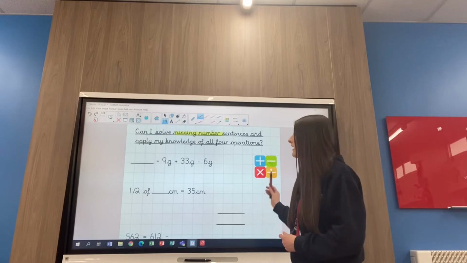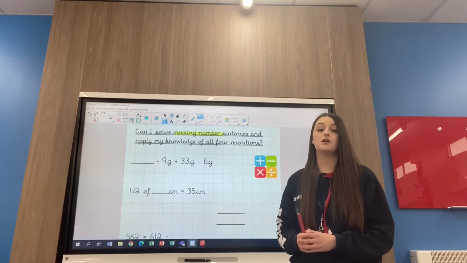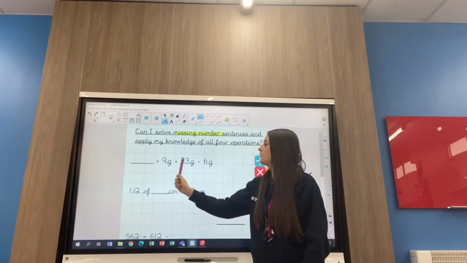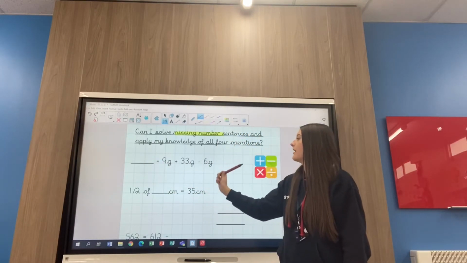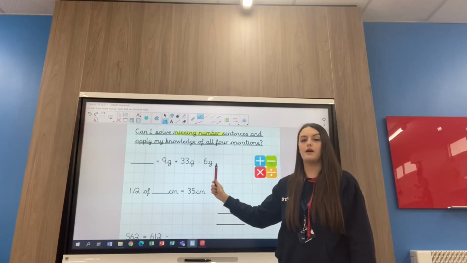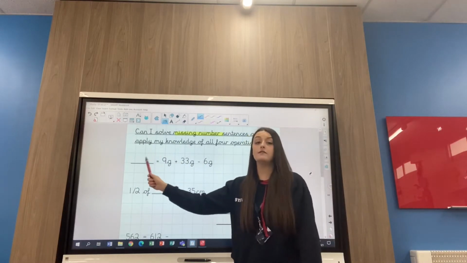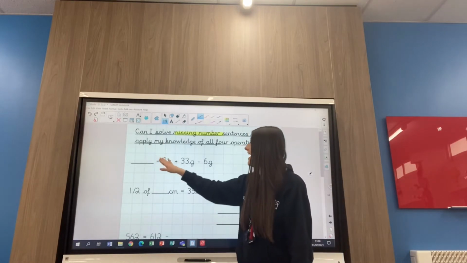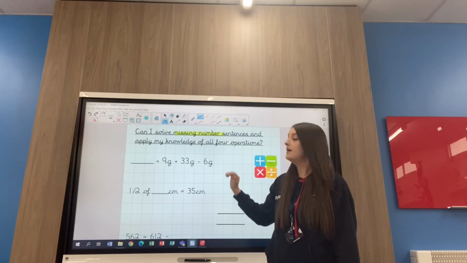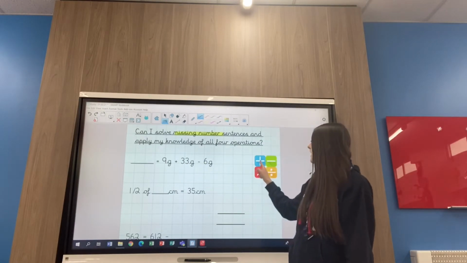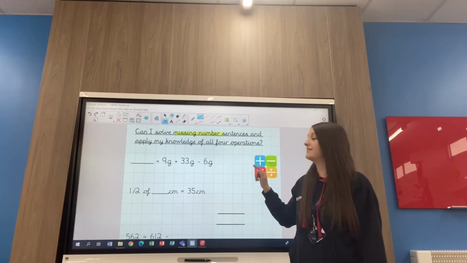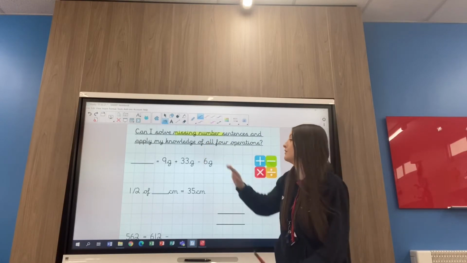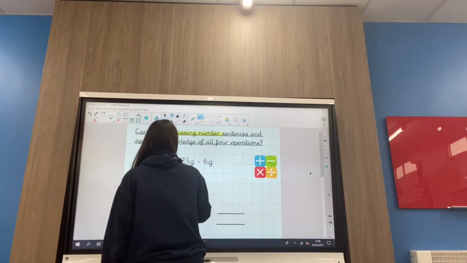So let's have a look at some questions that are similar to the questions on your section A for today. So I've got something equals 9 grams add 33 grams, subtract 6 grams, okay? Now my equal sign is at the start of my sentence, but that doesn't change anything. I'm just going to put the answer there and work out this number sentence. Now see, I've got an addition and a subtraction. So I'm going to split this into 2 parts, and I'm going to do 9 add 33 first. So 9 grams add 33 grams.